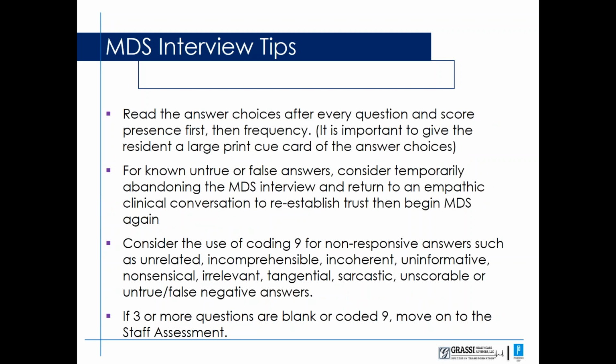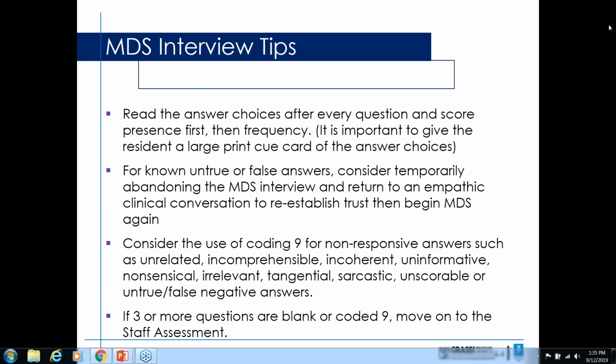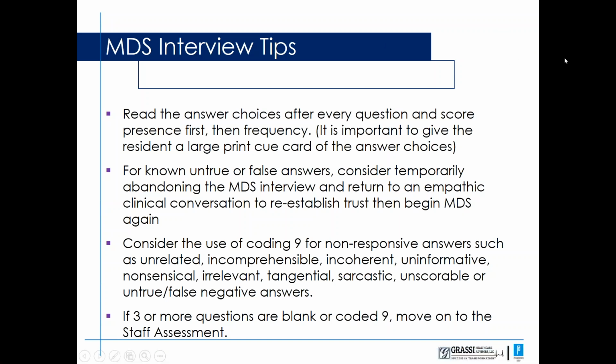Next one. Okay, so when you read the choices after every question, you're scoring the presence of the sign first and then the frequency. It's really important to give a cue card on that because these can get confusing. Some of those questions are complex and some of the answers are complex. What do you mean? More than half the time, less than half the time, 2 days, 1 day? So a cue card is helpful.